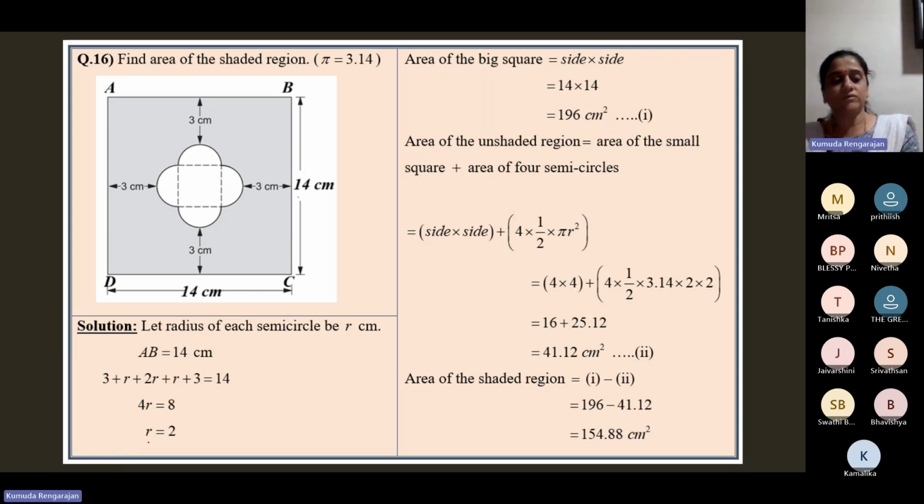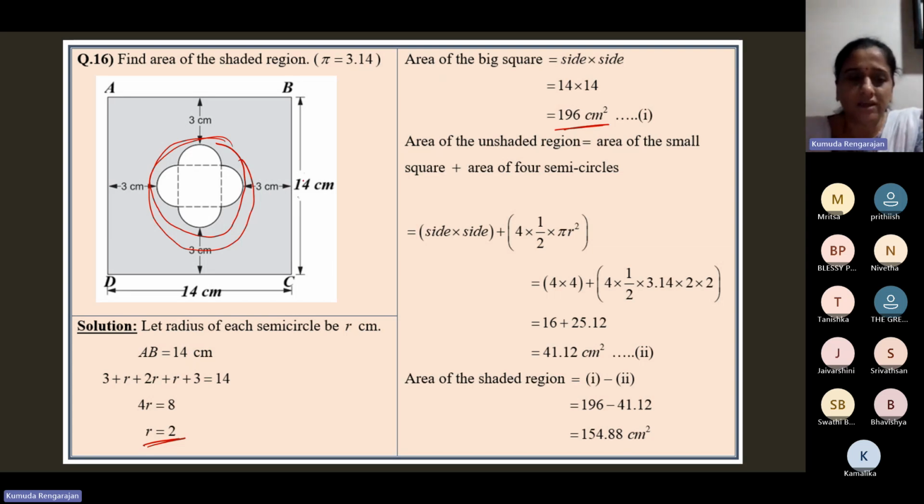So as you can see here, we first found R, then the area of the outer square, then the area of the unshaded region. This is the unshaded region. The total area minus area of the unshaded region will be the area of the shaded region.